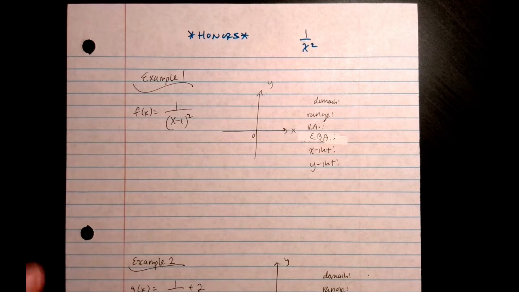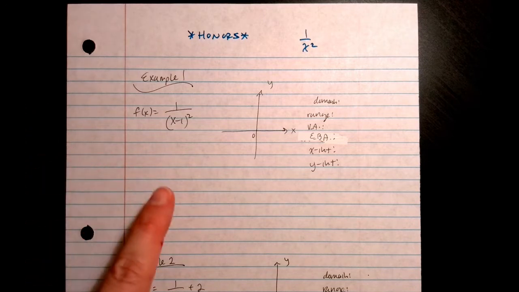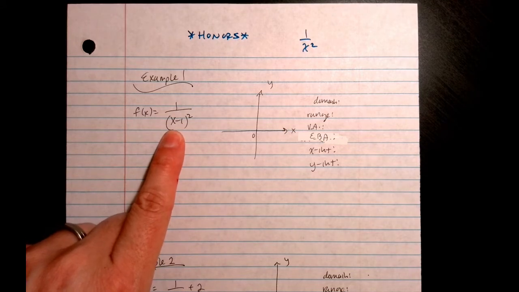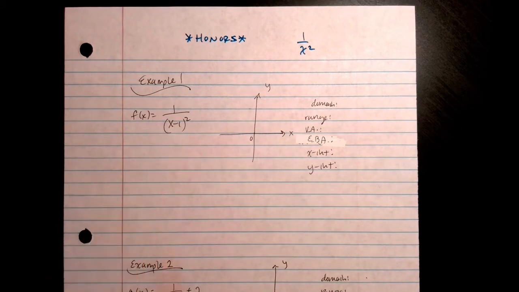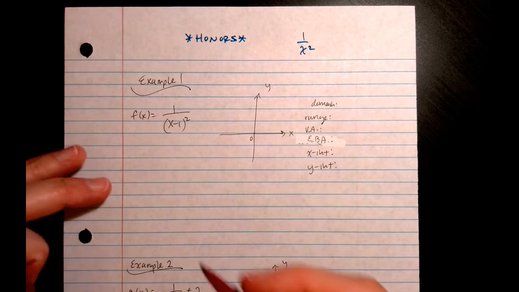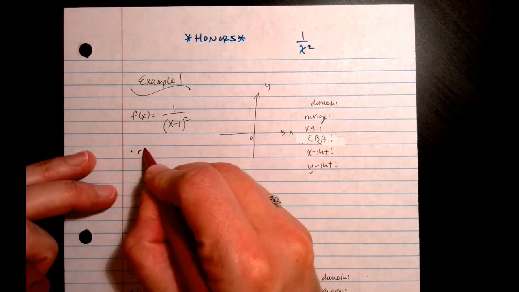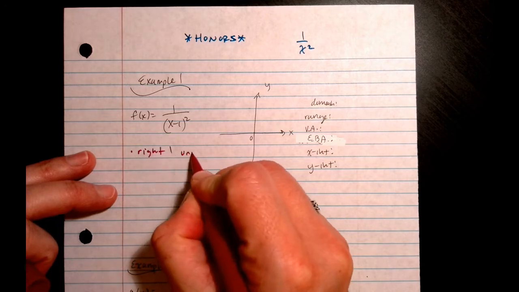First thing I want you to recognize is what transformation is happening. Just like in the reciprocal function, since it's inside my quadratic here, that's going to be left or right, or my C value. It's transforming horizontally. So in this particular case, it's moving to the right 1 unit.